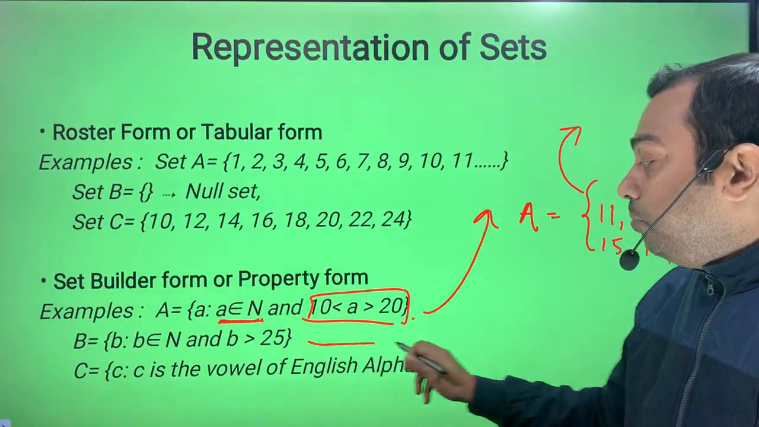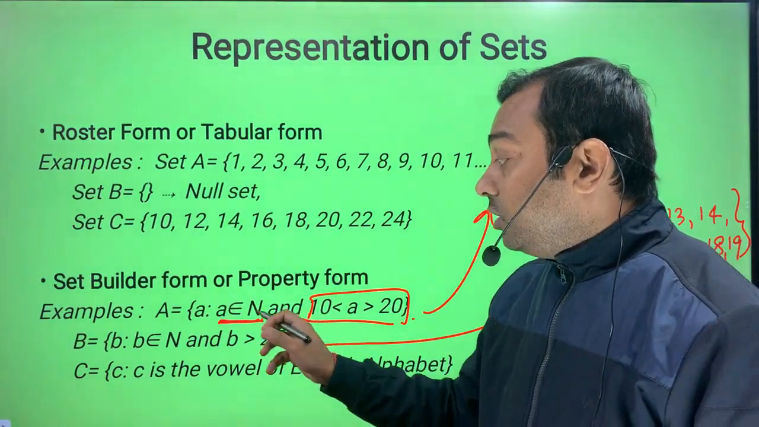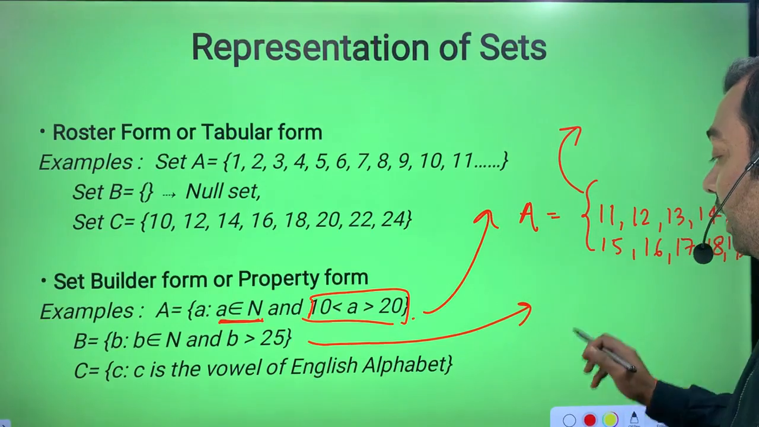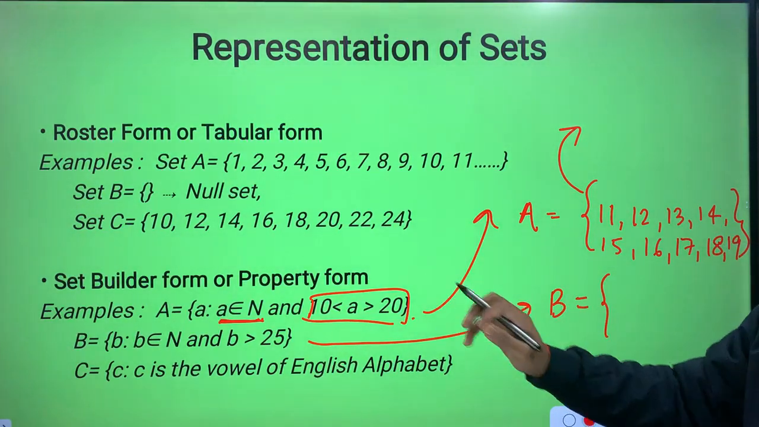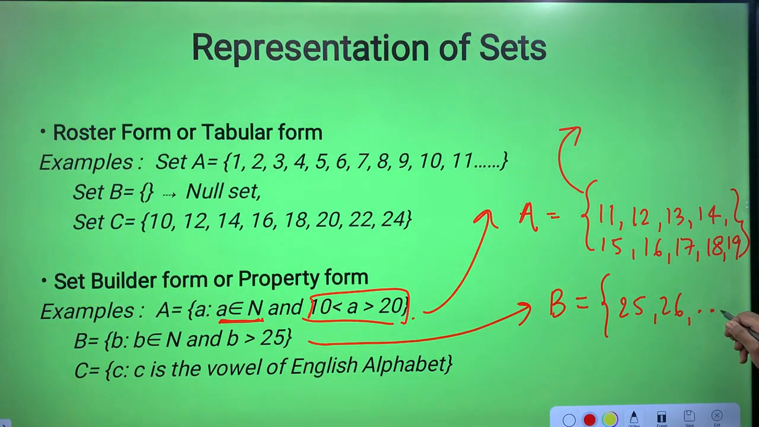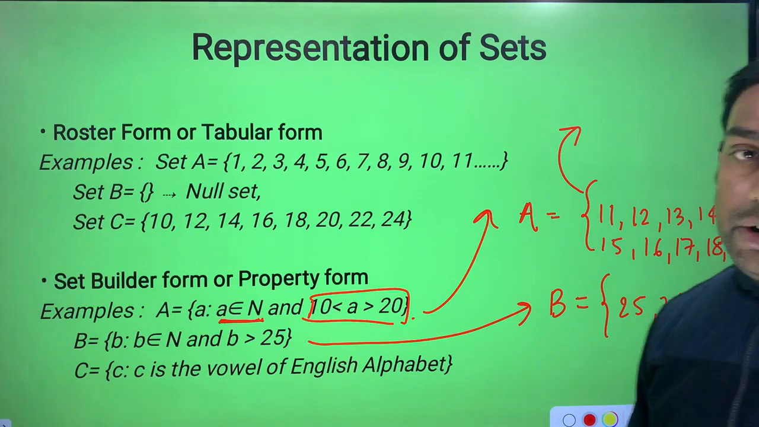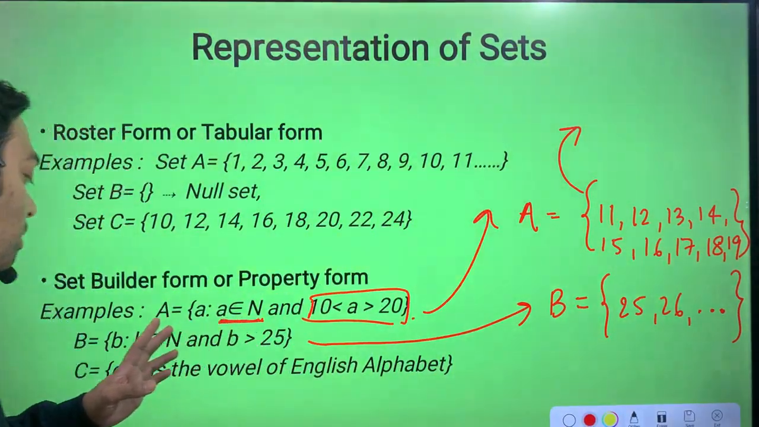Next we can say B. B belongs to natural number again and which is greater than 25, which means I will start at 25. There are infinite numbers possible, 25, 26 and I can put what? Triple dot, which shows infinite number of elements are possible.